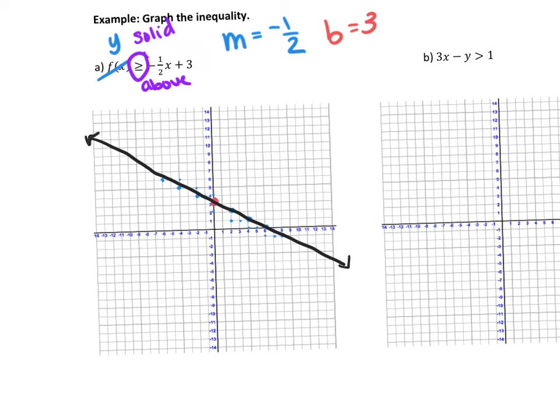So that's the first part, solid line graphed. Now, the next part says to shade above. Well, I go to my y-intercept, which is here. If I want to shade above that, the shading is going to take place up here.